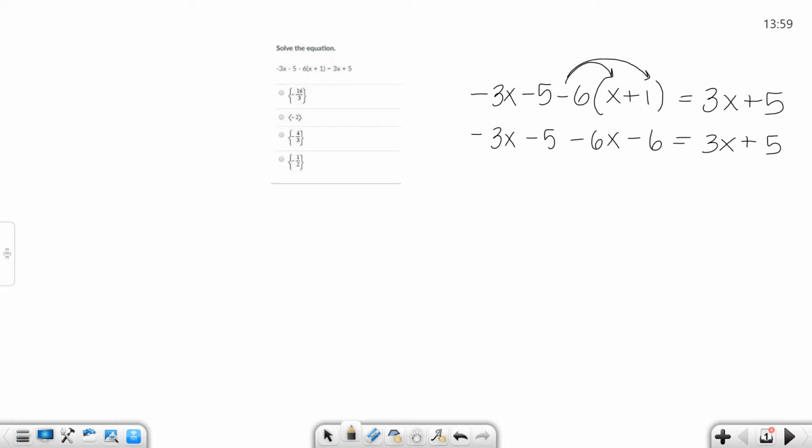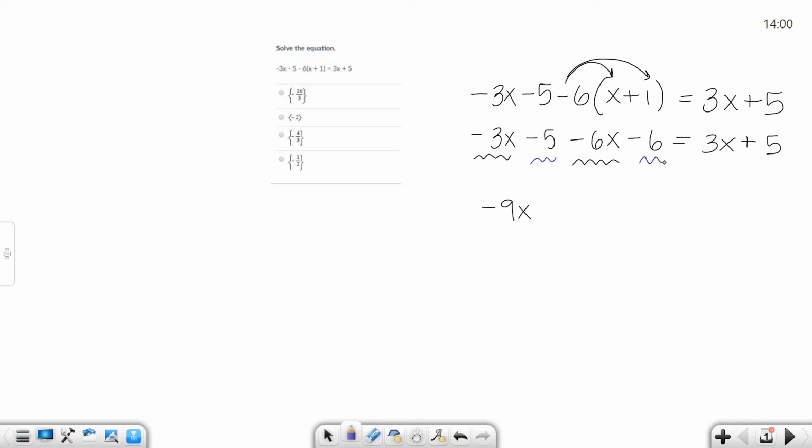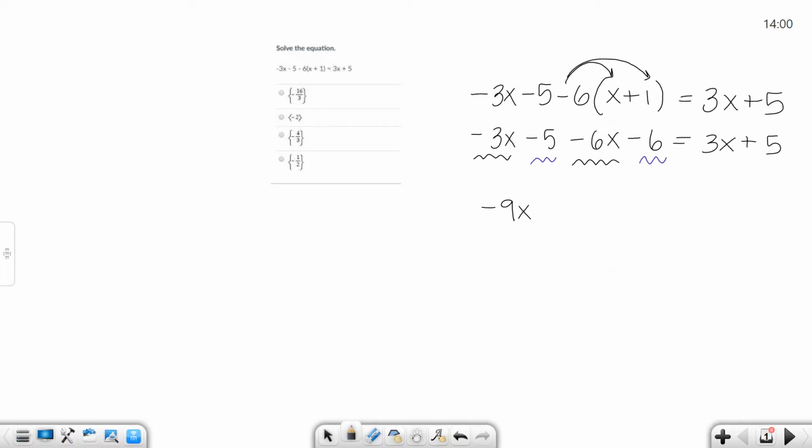I notice on this left side I have way too many terms. So what I can do is put the terms together. You'll see here I have a negative 3x and a negative 6x. That gives me a negative 9x when I put those together. I didn't change signs. I didn't change sides. I just strictly combined like terms. You'll also see that we have a minus 5 and a minus 6. Add those up, same sign, add and keep the sign. We get negative 11 there.